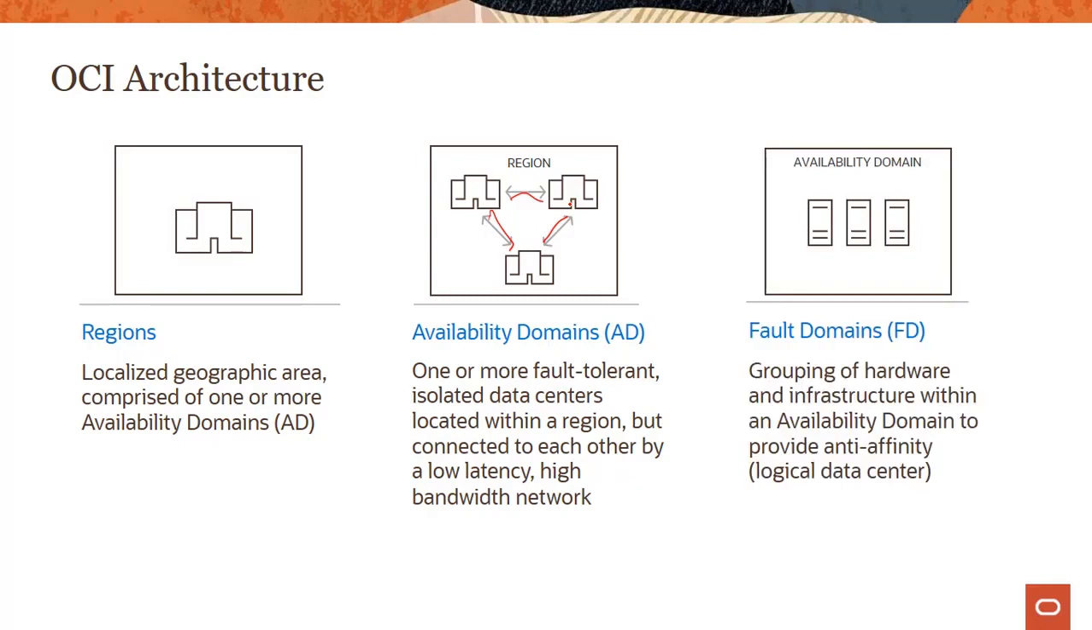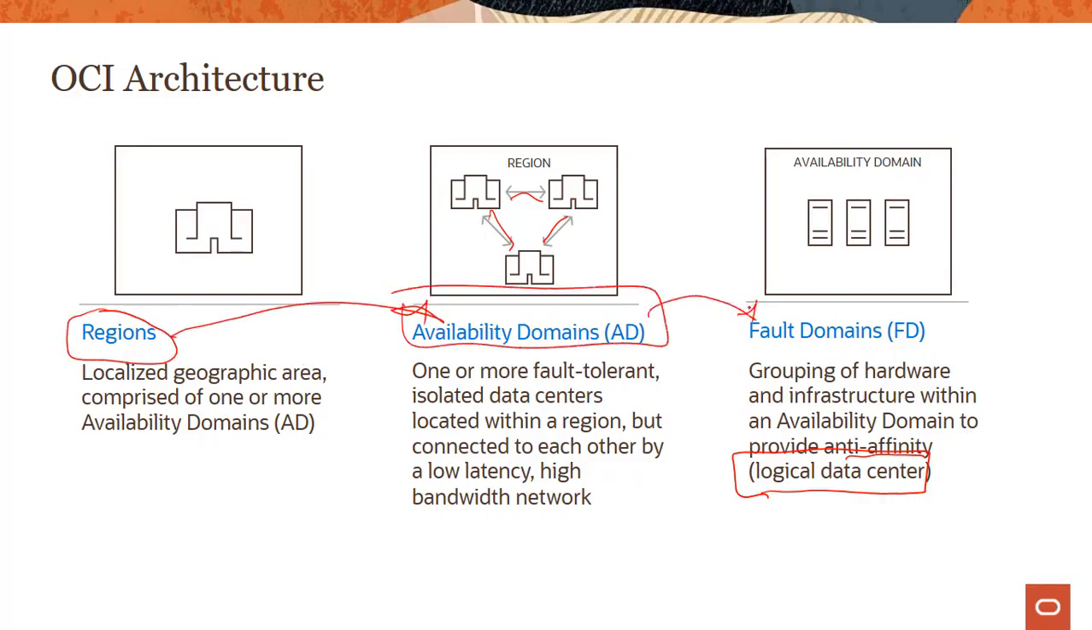Now, within an availability domain, you have this construct called fault domains. A fault domain is a grouping of hardware and infrastructure within an availability domain to provide anti-affinity. Sometimes we also refer to these fault domains as logical data centers within an AD, and we'll look into all these in subsequent slides. At a high level, this is what the physical OCI architecture looks like. Physical architecture comprises regions. Regions are comprised of availability domains, and availability domains have fault domains.